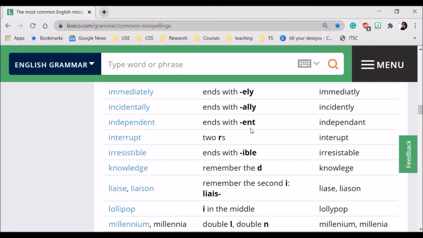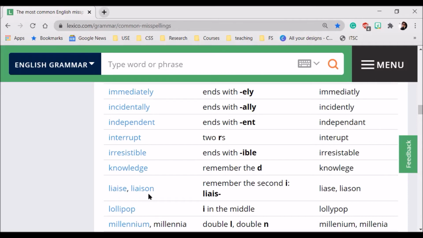Then we have independent, it doesn't have A. Okay, it has all the E's in it. Then we have interrupt. Interrupt has two R's. Irresistible, it ends with IBLE. Okay, not ABLE. This is hard to resist, but we have to be resistible, and it will have IBLE. Then we have knowledge. Remember that it would have DGE. Okay, this is again a very commonly made mistake.